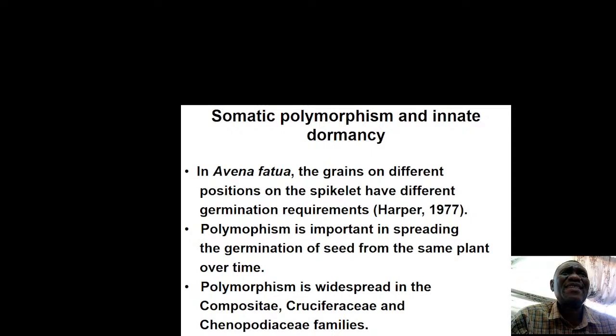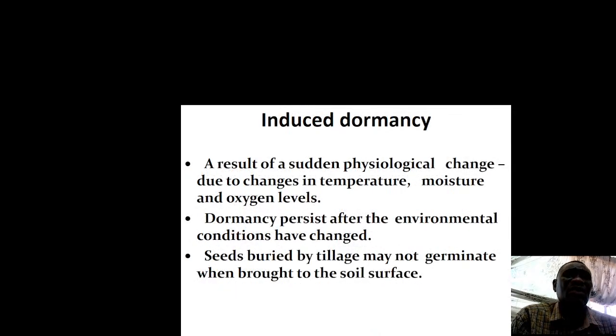Somatic polymorphism and innate dormancy. Now in Avena fatua, you have grains in different positions on the spikelet, and they have different germination requirements. This polymorphism is important in spreading the germination of seed from the same plant over time. Polymorphism is widespread in the Compositae, Cruciferae and Chenopodiaceae families. So this was innate dormancy, quite a long story.